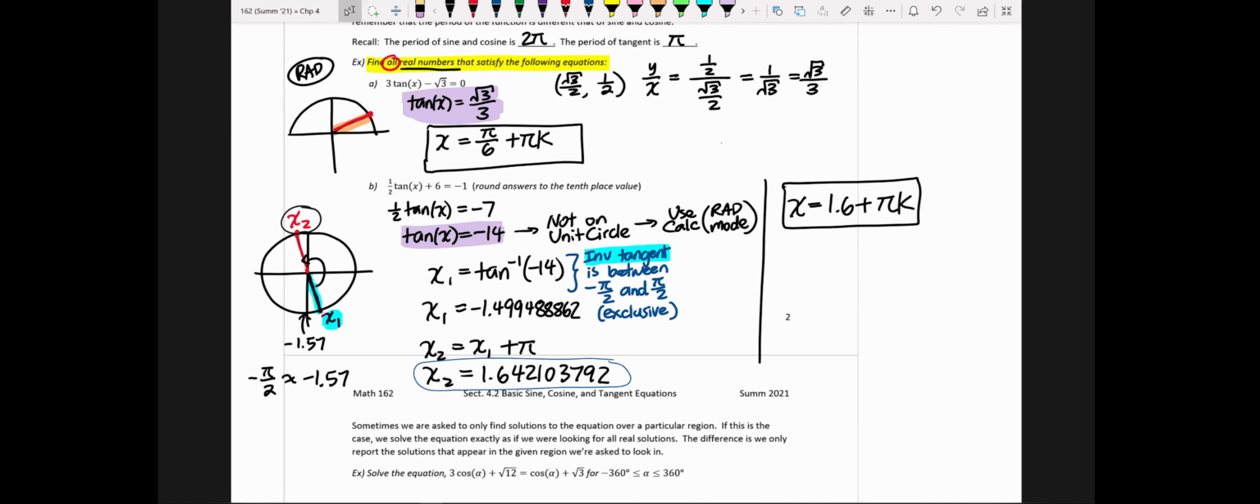Hector, does that make sense? Yes. Adding that pi k, yes. Okay. Yes.